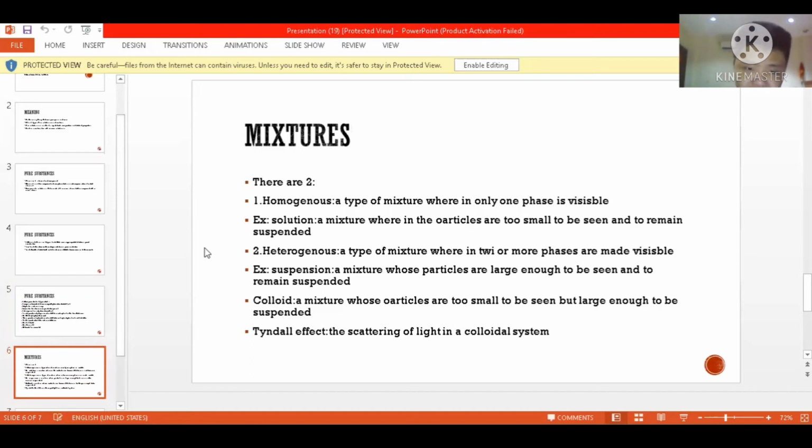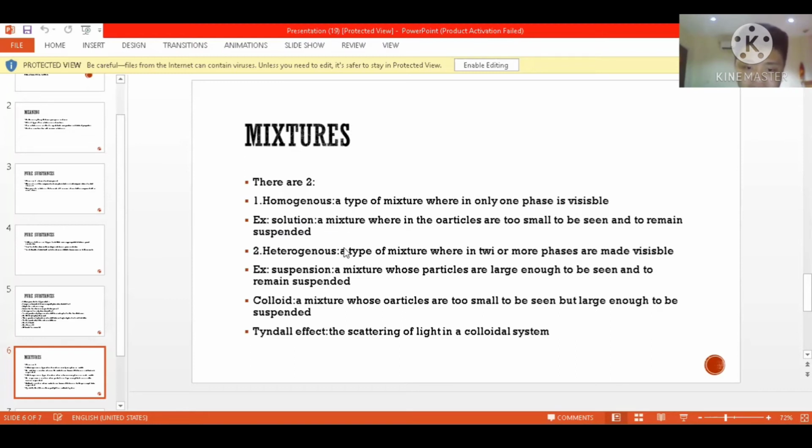Now after pure substances, there are mixtures. There are two. One is homogeneous, a type of mixture wherein only one phase is visible. An example is solution, a mixture wherein the particles are too small to be seen and to remain suspended. An example of solution is water and sugar. When you mix them, the sugar becomes too small and cannot be seen. That is an example of solution.